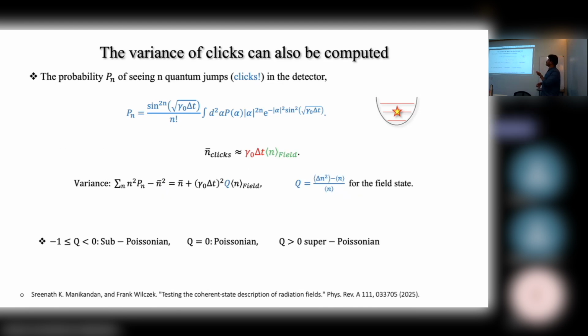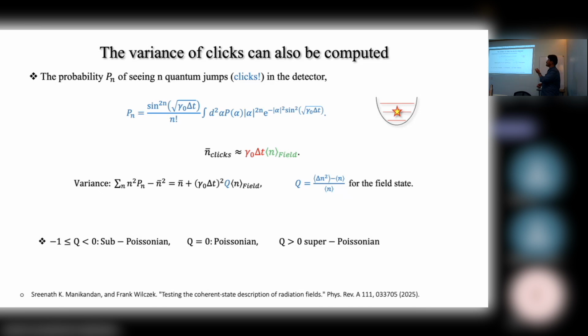Now one can also compute the variance of clicks. A similar calculation can be done, and we'll see that it is the average number of clicks plus something: the efficiency squared times the Mandel Q parameter times the average number of quanta in the field. Mandel Q is essentially the variance minus the mean, over the mean, for the field state.